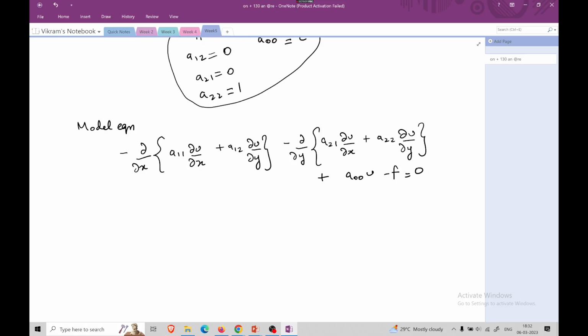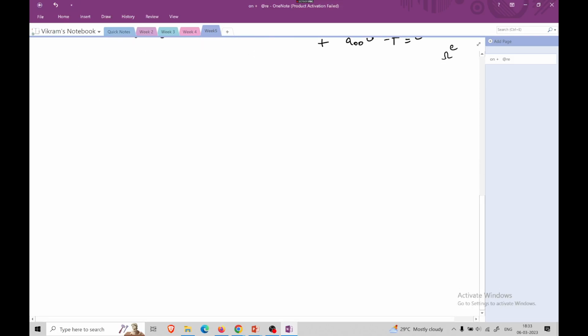Assume that we have already discretized the domain, and we are now going to solve this equation for a particular element, this one. So this is my element and this is the domain. Which means I am going to solve this equation for my particular element, the eth element, you can say.